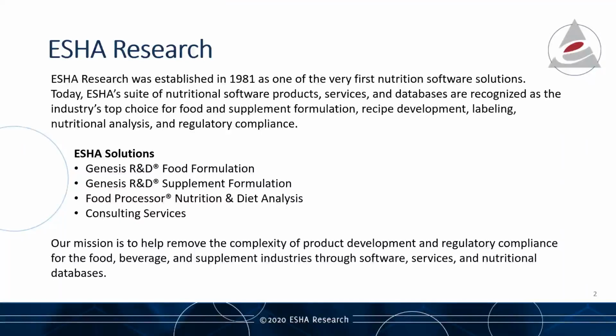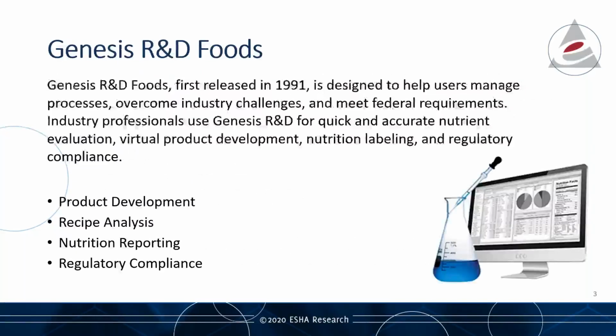Before we get into that, let me give you a little background on ESHA Research. ESHA was established in 1981 and has grown from offering one of the first nutrition and labeling software solutions to a full suite of products and services, including Genesis R&D Foods, which is what we'll be showing today, Genesis R&D Supplements, the Food Processor for dietary analysis, and our consulting services that can provide you with labeling services, formula review, and additional assistance with your specific labeling needs.